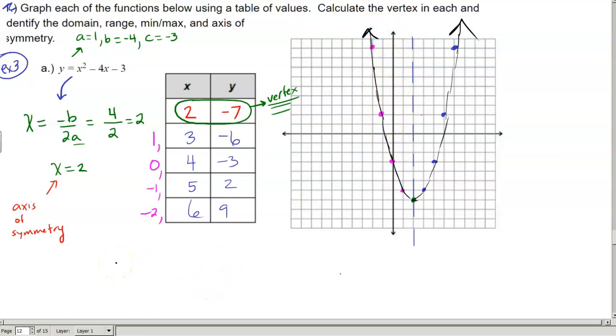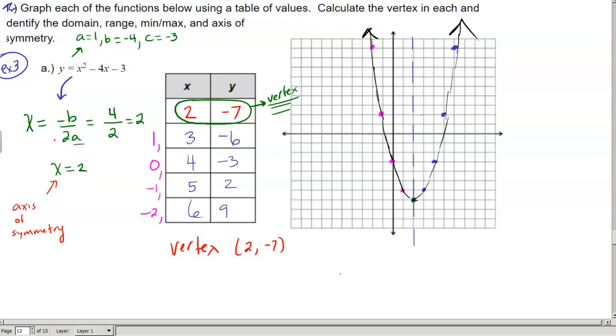Okay, so if we look further into the problem, it says calculate the vertex. So the vertex, we already calculated it above: (2, -7). That's the main thing that we do when we start this problem, and that is always gotten from starting with -b over 2a. Then it says identify the domain and range and the min and the max and the axis of symmetry.